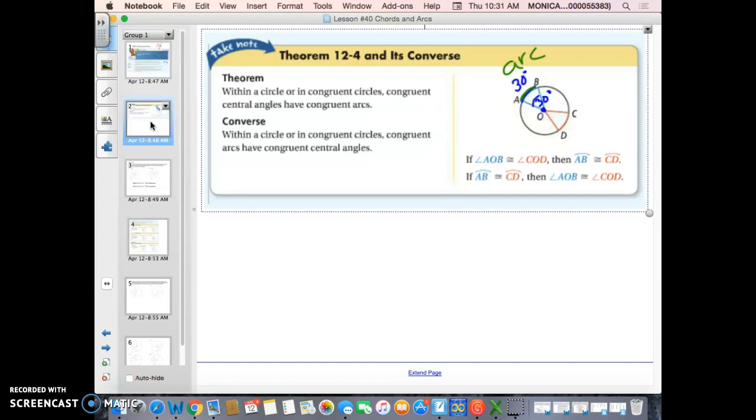And in a circle, all the arcs add up to 360 degrees. So there's a total of 360 degrees. This segment here is 30 degrees of the 360 degrees. So the rest of the circle, this whole arc over here, would be 360 minus the 30 degrees that's right there. So that would be a 330 degree arc. Okay.